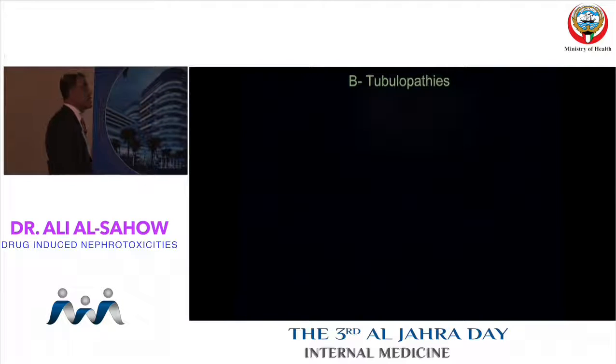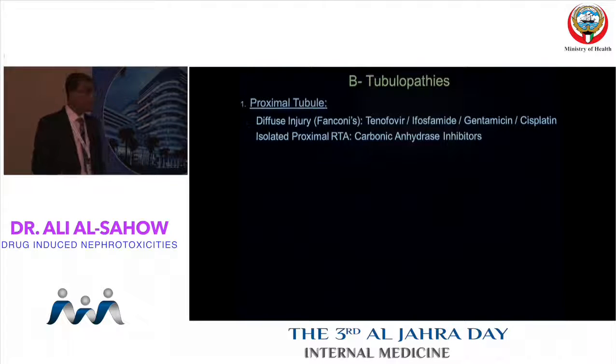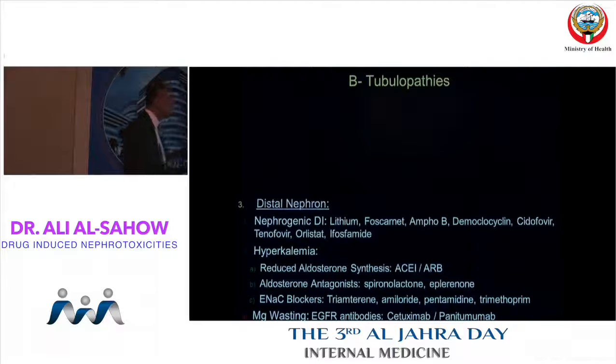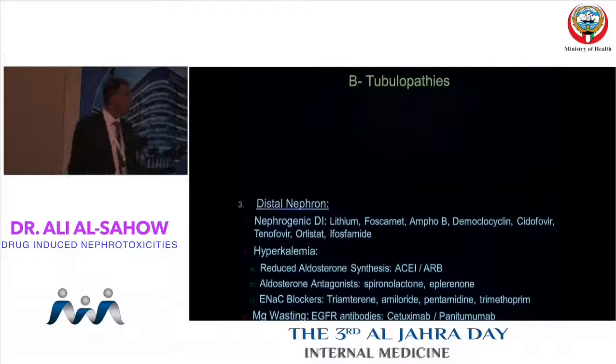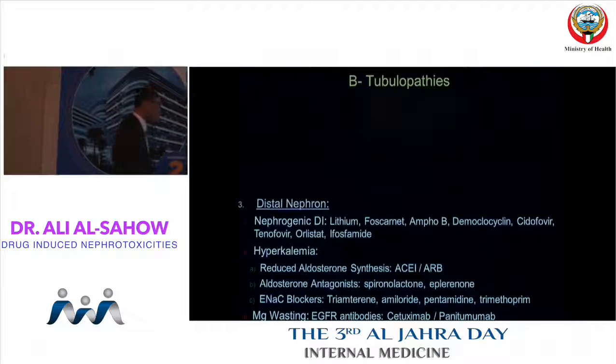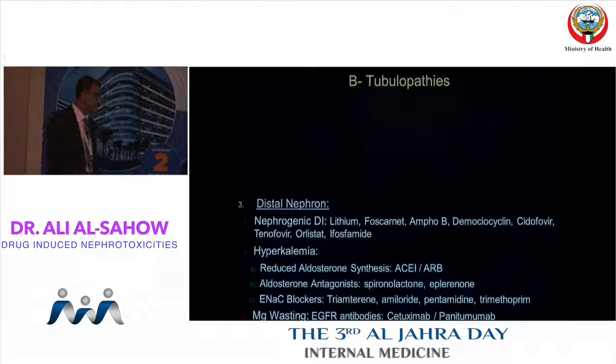What about tubulopathies? Well, the proximal tubule can have Fanconi syndrome or just isolated proximal renal tubular acidosis. With the loop of Henle, you can have salt wasting with cisplatin or Bartter-like syndrome with gentamicin. With the distal nephron, you can have nephrogenic DI with lithium, hyperkalemia with the reduced aldosterone synthesis or aldosterone antagonism or ENaC, epithelial sodium channel blockers. You can have magnesium wasting with the epidermal growth factor receptor antibodies or distal hypokalemic renal tubular acidosis.